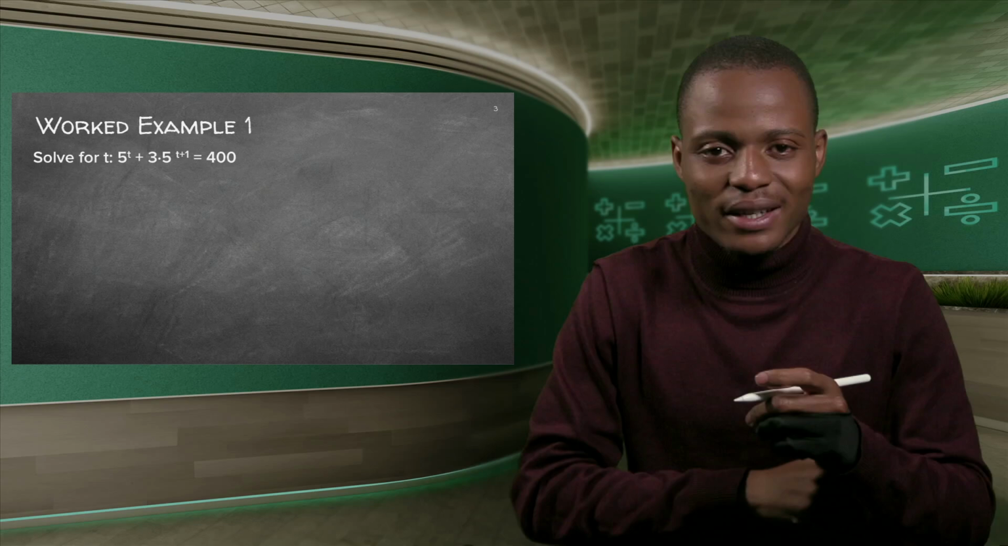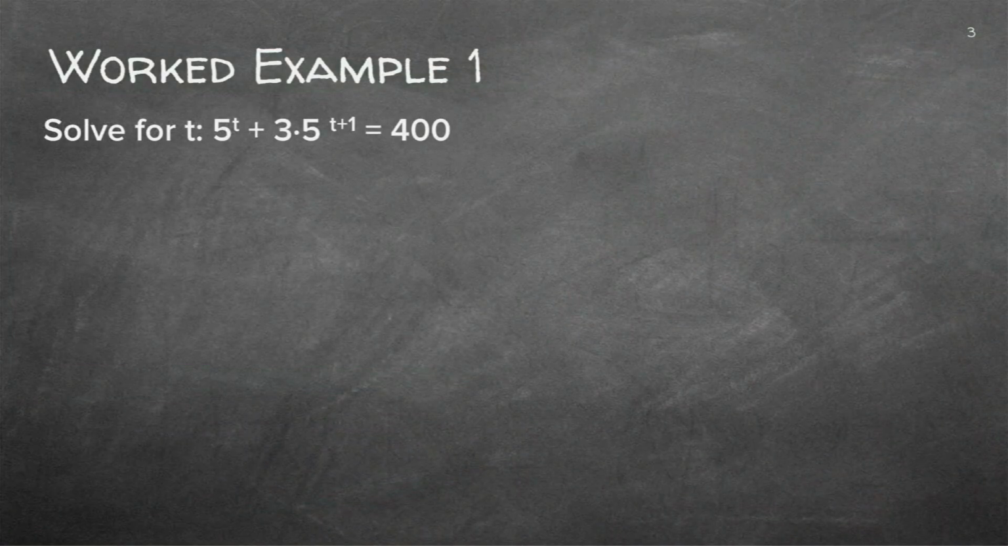Okay, so guys, this is how you do it. It says solve for t if you're given 5 to the power of t plus 3 times 5 to the power of t plus 1. All of this gives you 400. So the first step is try to break down what you see there. That 5 to the power of t plus 1 needs to break down. So we're going to write everything again as 5 to the power of t plus 3 times 5 to the power of t times 5 to the power of 1 equals 400.